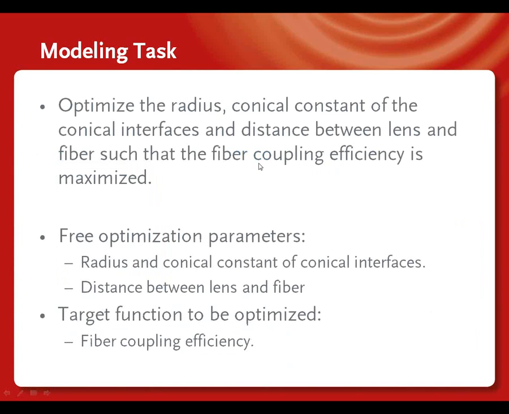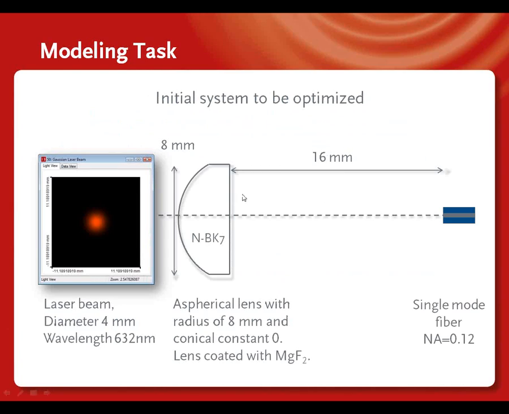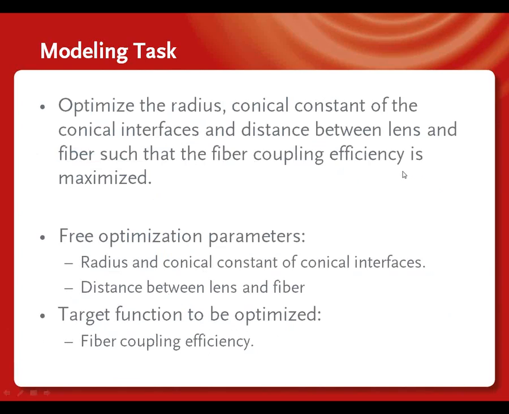So the goal of the optimization is now the following. We need to optimize the radius and conical constant of this aspherical interface, and we also need to optimize the distance between lens and fiber, such that the fiber coupling efficiency is maximized. So we would like to get an efficiency close to 100%. I will not use aspherical coefficients for the optimization. I will just restrict to radius and conical constant. So the three parameters are radius, conical constant, and distance between lens and fiber. And the merit function to be optimized is the fiber coupling efficiency.